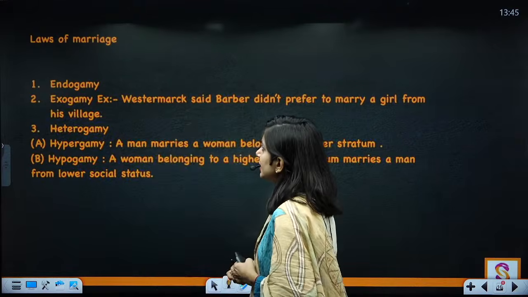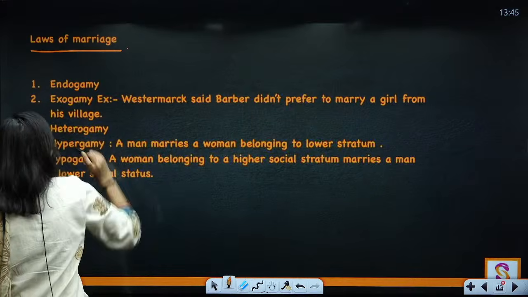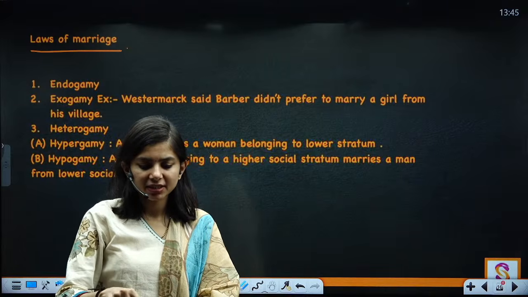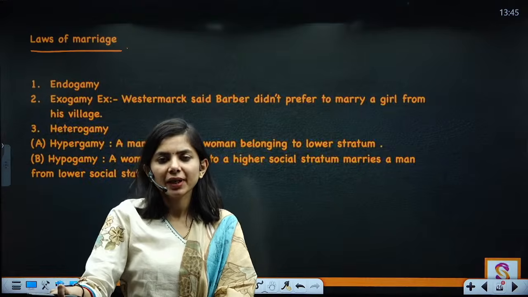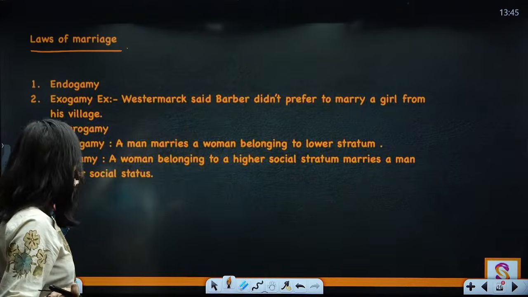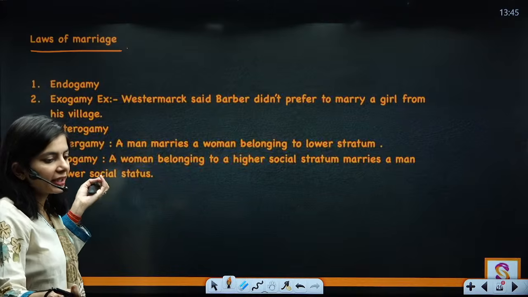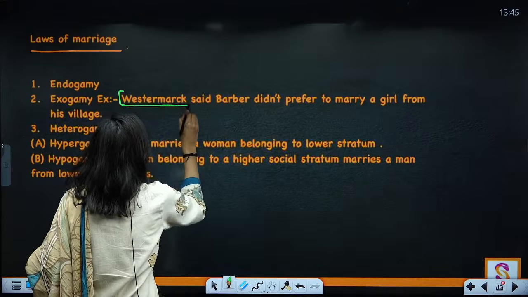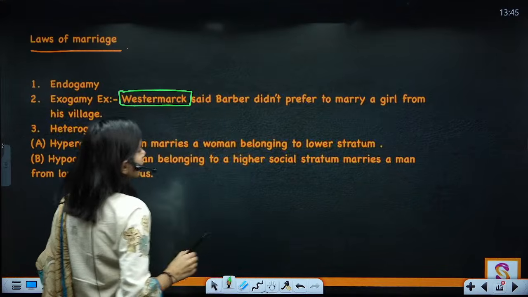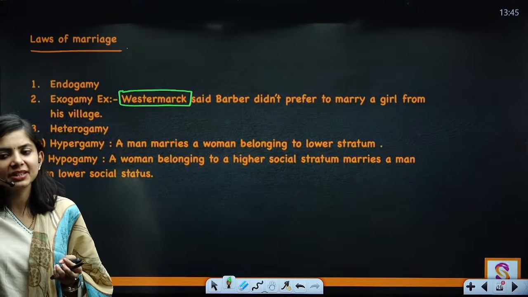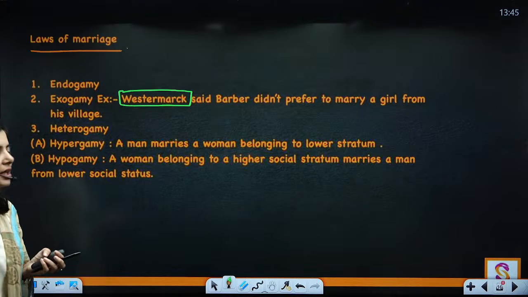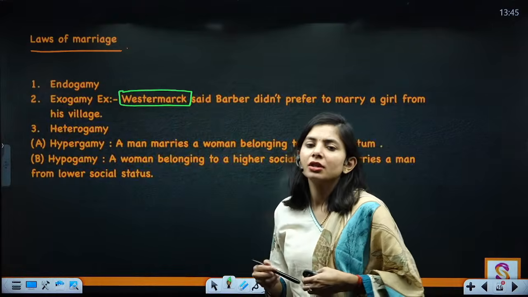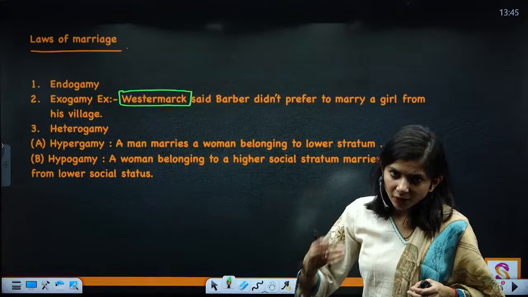Now the next is in terms of the laws of marriage. Laws of marriage, as they are specifying, in terms of endogamy, we are marrying within the group. Exogamy, we are marrying outside the group. Here, as an extra, you need to mention the anthropologist's name with the green color pen: Westermarck. He said that a person did not prefer to marry a girl from his village. Why? Because all the people in their village are somehow related to them in terms of a bloodline or clan or something. So they just wanted to marry outside their clan.